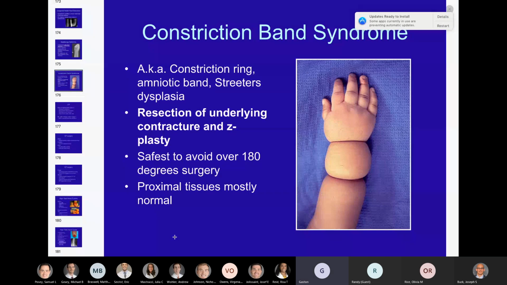Constriction band syndrome. What they're going to want you to do surgically is Z-plasties with resection of the underlying contracture. If they give you a really bad one, they'll want you to do it in 2 stages. Otherwise, you can do it in 1 stage. Slide.